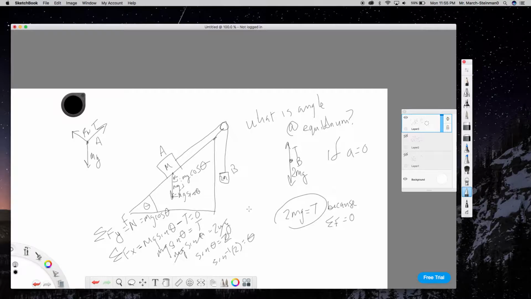Well, that's not a valid value. So what does that tell us? That tells us that there is no situation here where I'm going to be able to get equilibrium with 2m pulling down and m pulling this way.